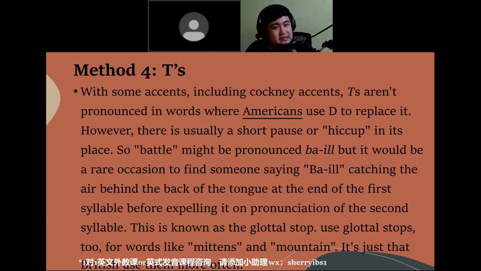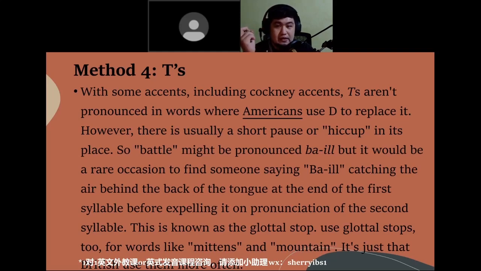Method 4, T's. With some accents, including Cockney accents, T's aren't pronounced in words where Americans use a D to replace it. However, there's usually a short pause or hiccup in its place. So "battle" might be pronounced with the T dropped. Okay, the double T's. Let me type it. I don't know if you could see it.